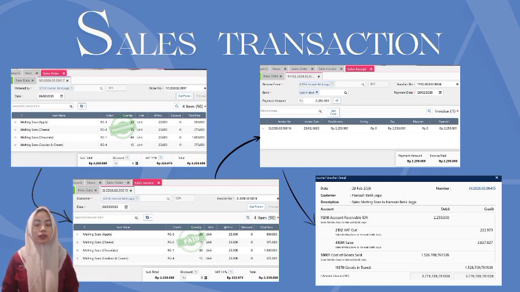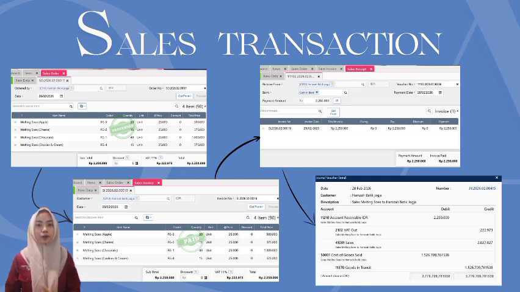The sales order is processed into a sales invoice, officially recognizing the transaction as a sale. Once payment is received from the customer, a sales receipt is recorded to confirm that the invoice has been successfully settled. So what makes this process wonderful is what happens behind the scenes.